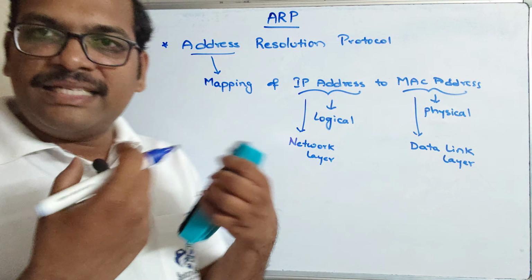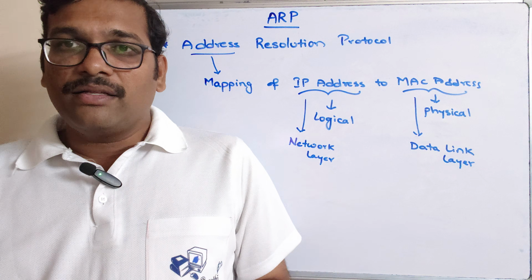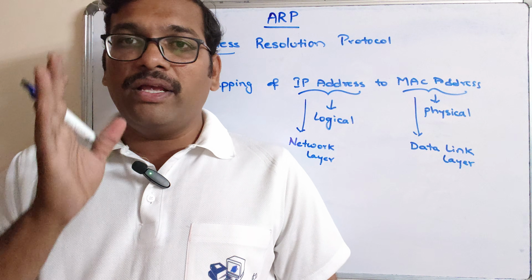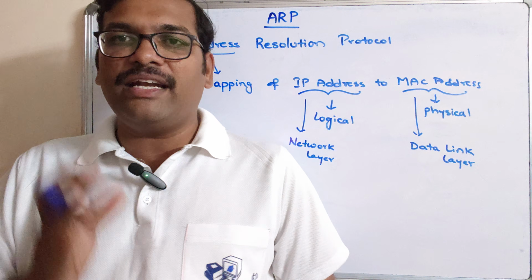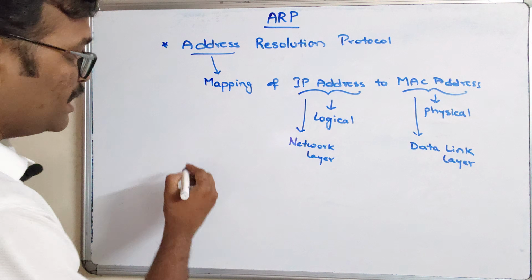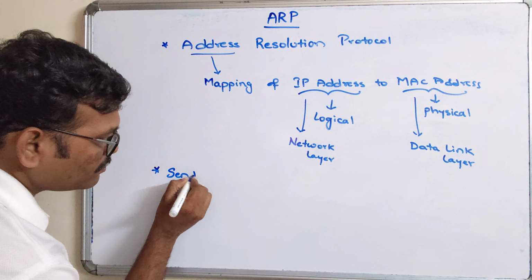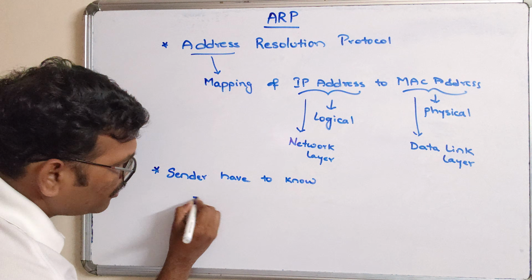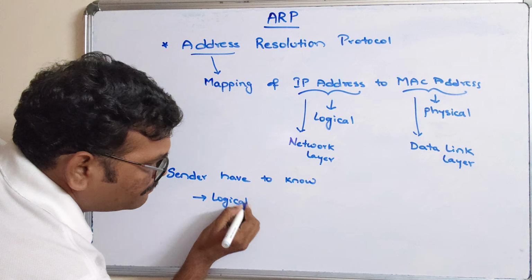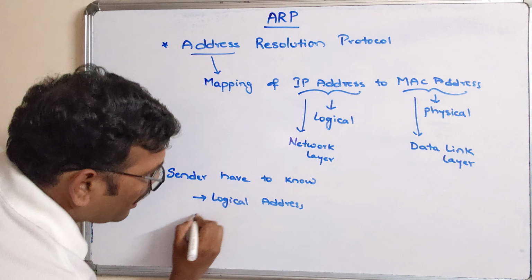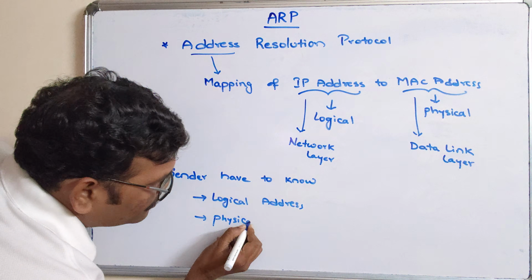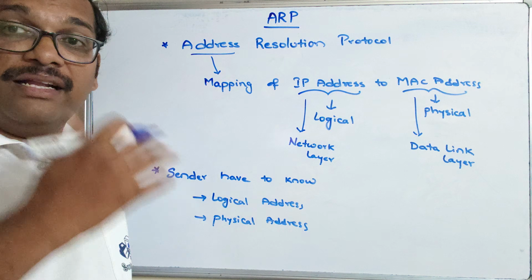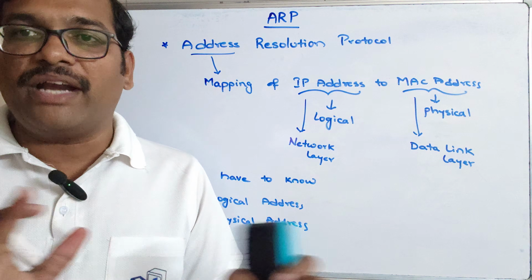In order to receive or send the data, the sender has to know both the logical address and the physical address. Only knowing the logical address is not sufficient to send the data to the destination. So the sender has to know both the logical address as well as the physical address. Just now we have seen what a logical address is. Logical address means IP address, which is handled in the network layer, and the packet will be routed in the network.